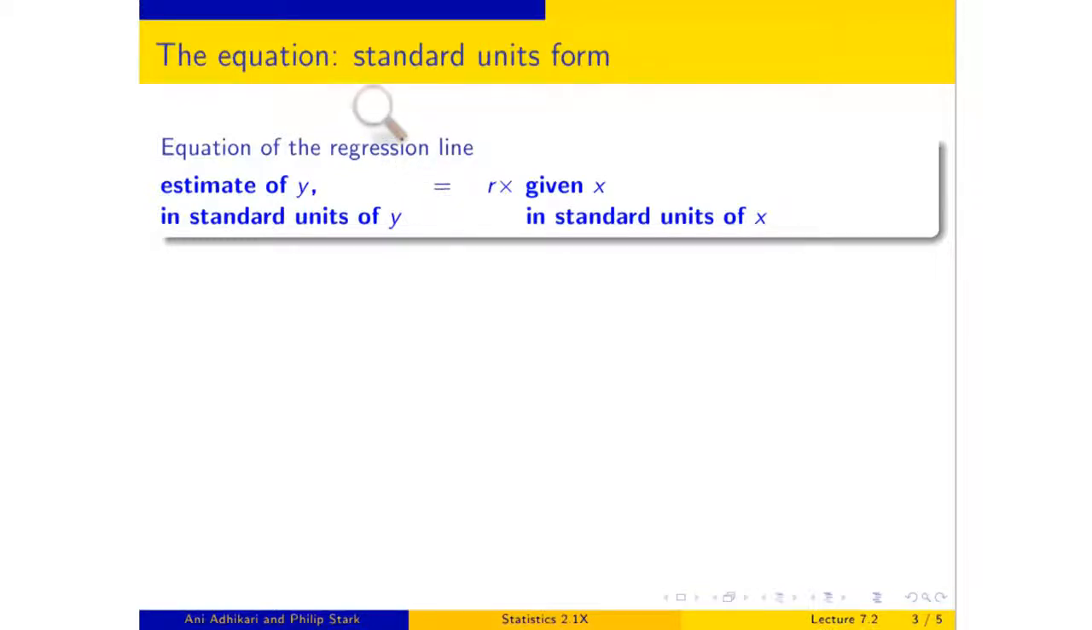And what is its equation, at least in standard units form? The estimate that we're looking for in standard units is the correlation times what we're given in standard units. And since what we're given is typically on a different scale than what we're trying to estimate, I have been careful in saying given x in standard units of x, and then estimate of y in standard units of y. The use of this equation, that is the numerical method for finding your estimate given a value of x, is easily accomplished by following the steps that the equation asks us to take.